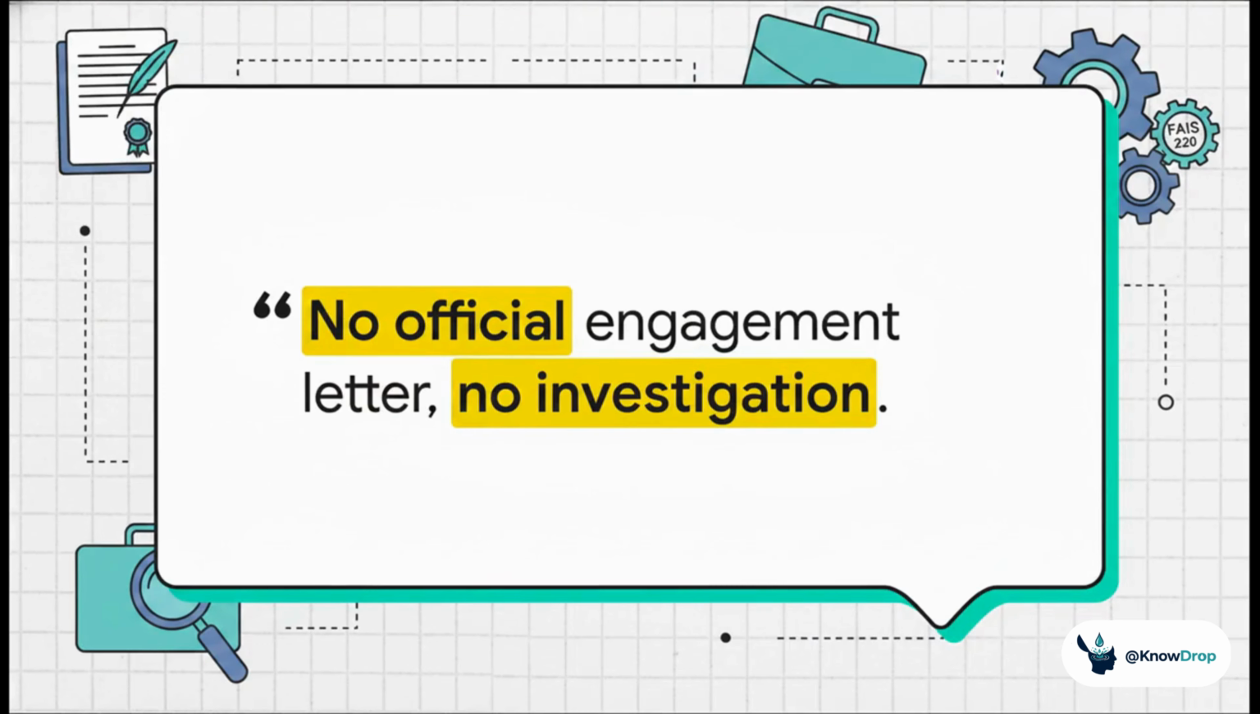The crucial takeaway here is this one-line memory anchor. No official engagement letter, no investigation. Period. FAIS 220 absolutely demands that you obtain an official engagement acceptance and appointment letter before you even lift a finger. It protects you and it formally activates your mandate.